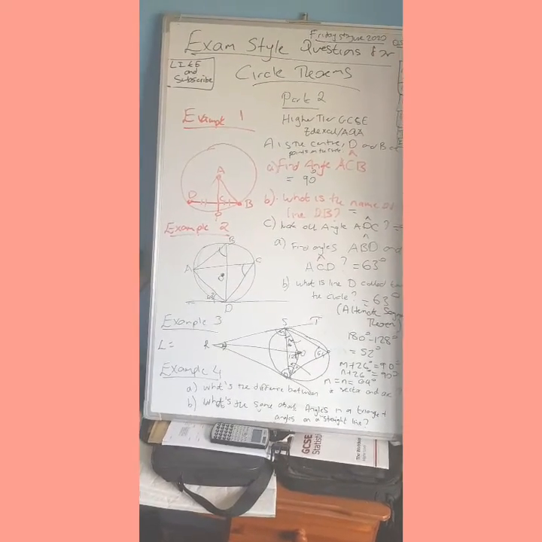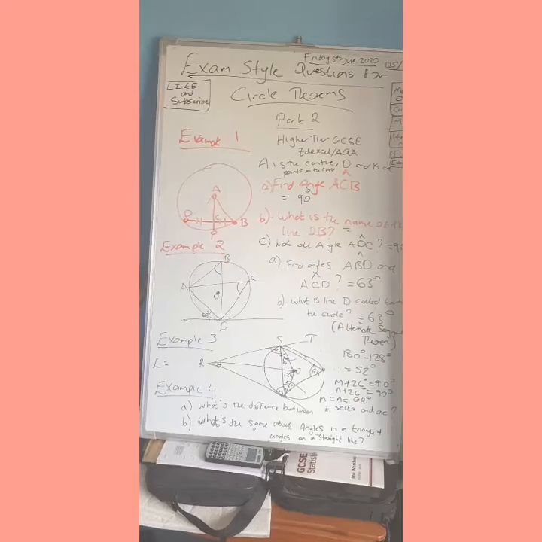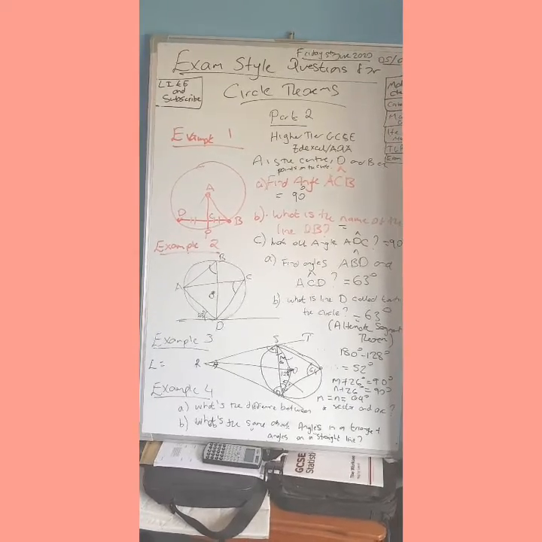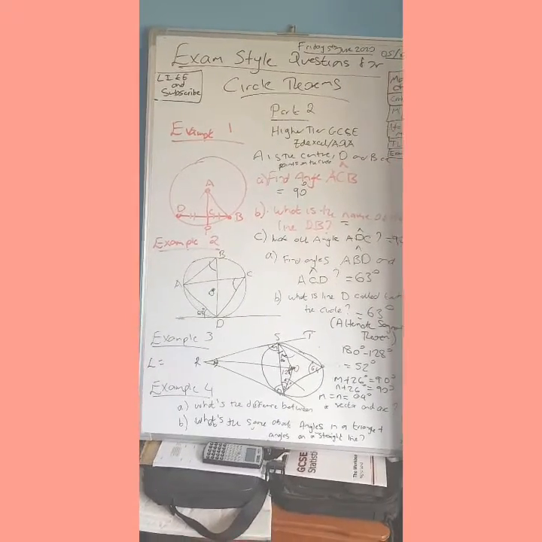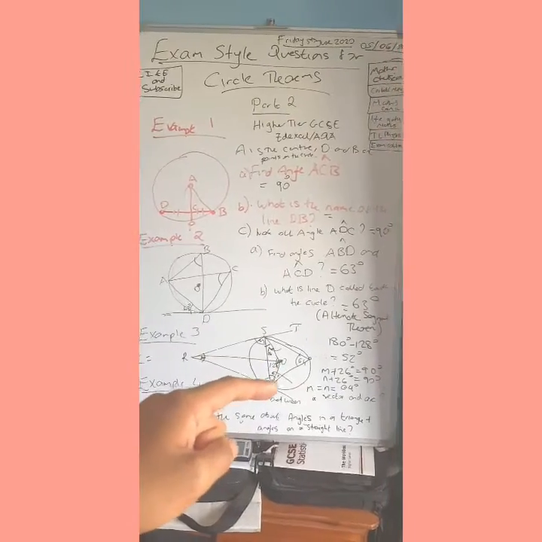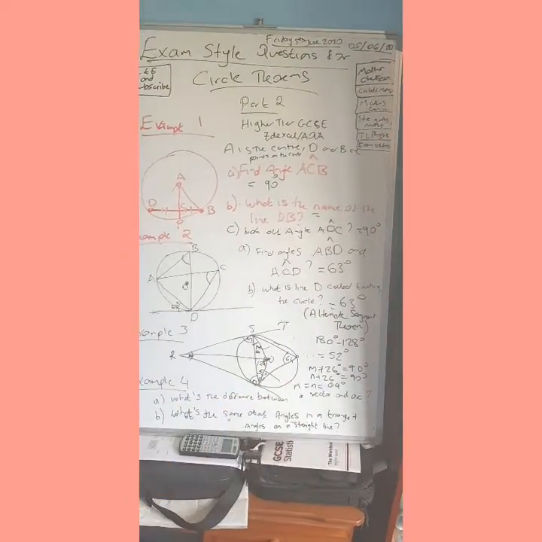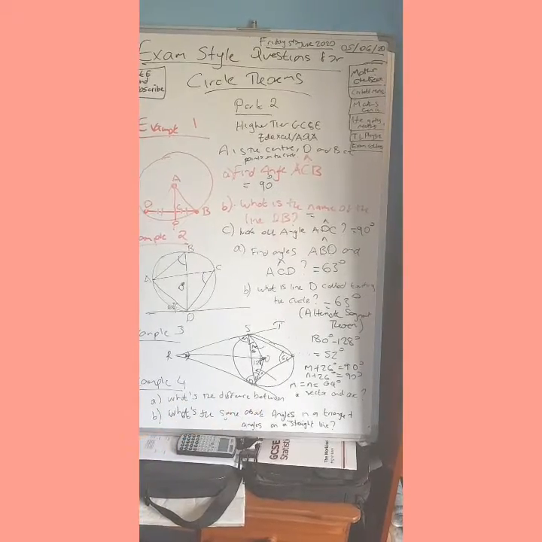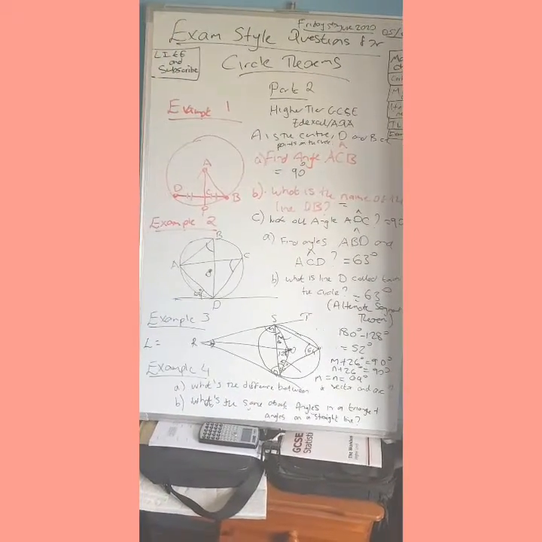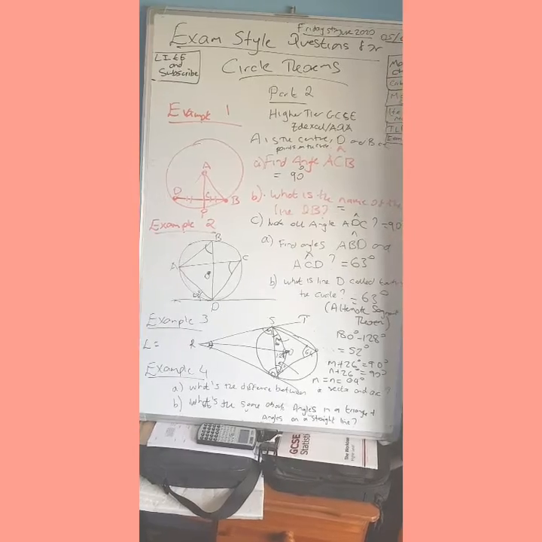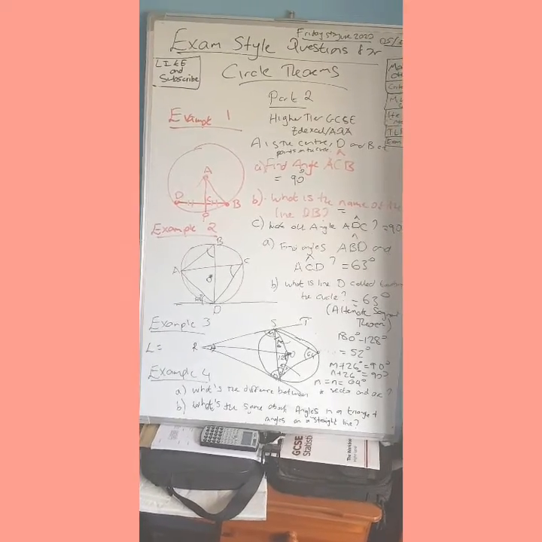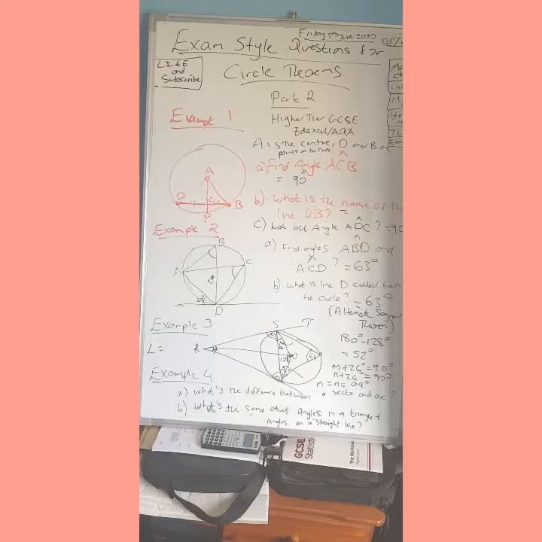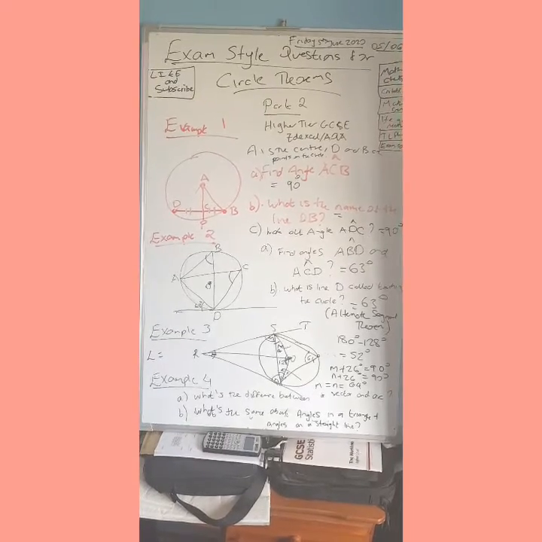And lastly, part B says what's the same about angles in a triangle and angles on a straight line? They both add up to 180. So angles in a triangle add up to 180. Angles on a straight line add up to 180. So that's the fundamental part of this that's the same. I'll put that in there just to mix it up and throw in some random questions, to test our understanding of circle theorems as well as that.